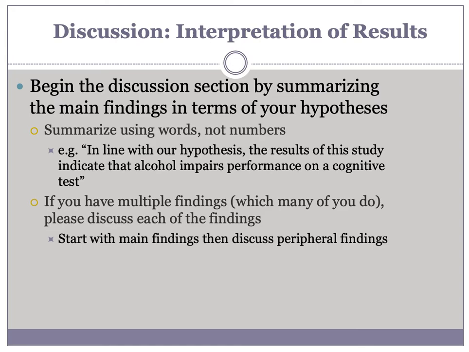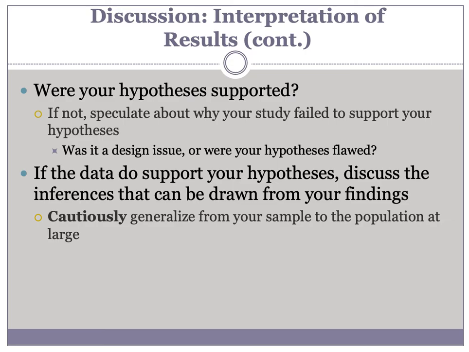If you have multiple findings, which many of you will, you should discuss each of these findings and start with main findings, so the most important ones, to the less crucial findings. You should always address whether or not your hypotheses were supported. If you had multiple hypotheses, you should address each of them and also indicate why they were or were not supported in your opinion. If you don't quite know for sure, bring your best guess and just state why.